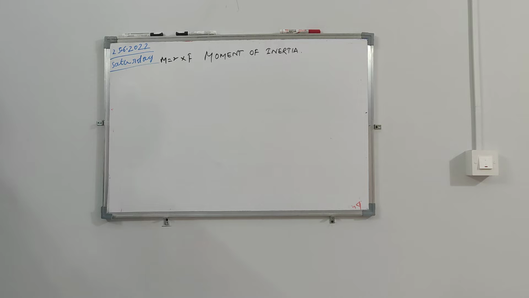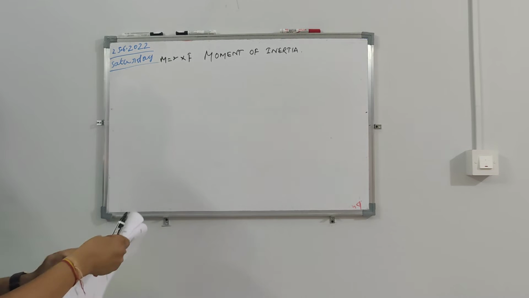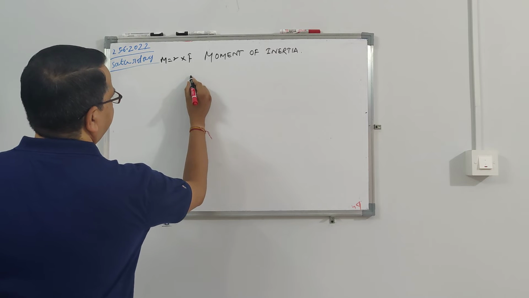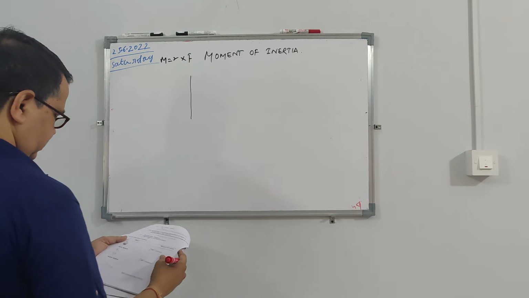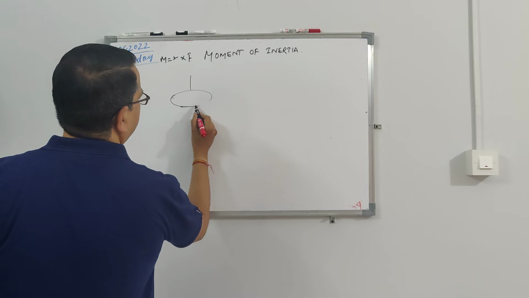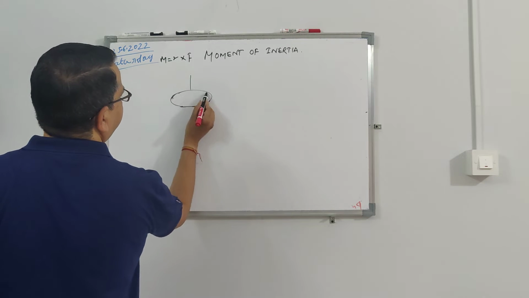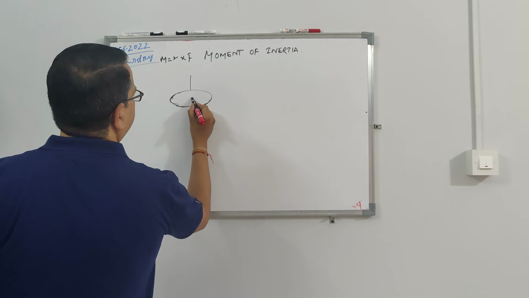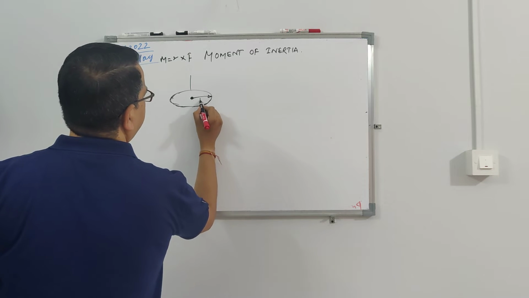Okay. So you have solid sphere, hollow sphere, ring, disc. Let us say you have a ring of radius r. I am not drawing a circle. Imagine this is a circular ring of radius r.